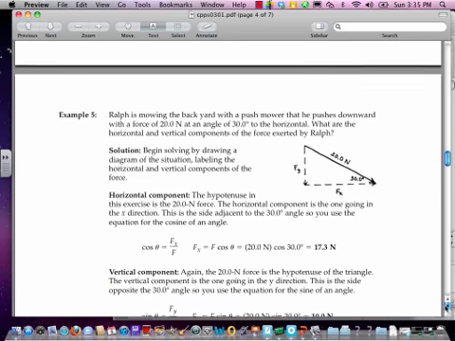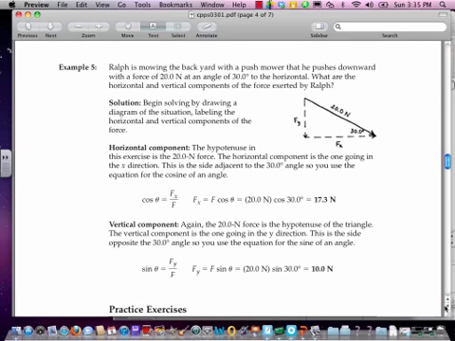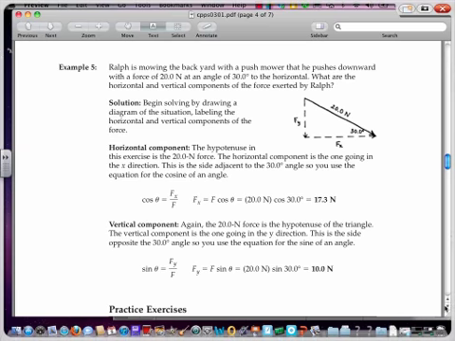All right, let's do one more. Ralph is mowing the backyard with a push mower that he pushes downward with a force of 20 newtons at an angle of 30 degrees to the horizontal. What are the horizontal and vertical components of the force? So here's Ralph. He's right here. He's out mowing, and he's got kind of a strange leg there. Okay, he's mowing. And the handle for the lawnmower goes down this way.